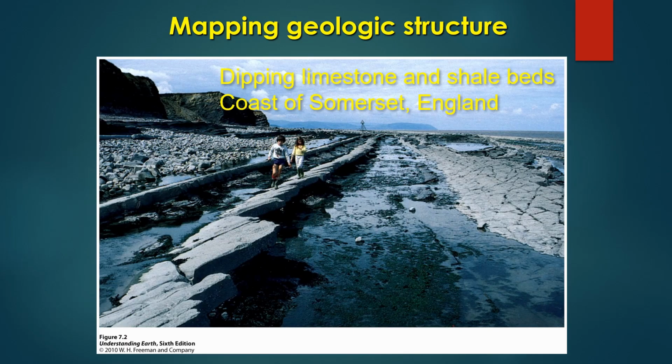To study the deformations of the rock, we need to quantify the deformation and locate where the deformation occurred. For example, in this picture, the two little kids are standing on a tilted limestone bed. In between the limestone beds, there is interbedded shale. These sedimentary rocks, layers of limestone and shale, were originally horizontal. To quantify the deformation and the displacements from its original place, we can measure the strike and dip of the rock layers.